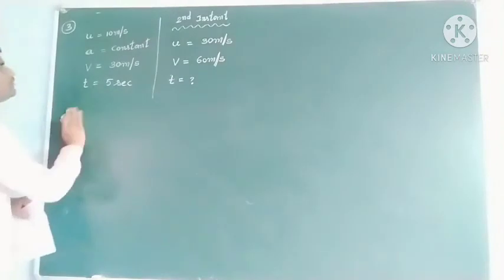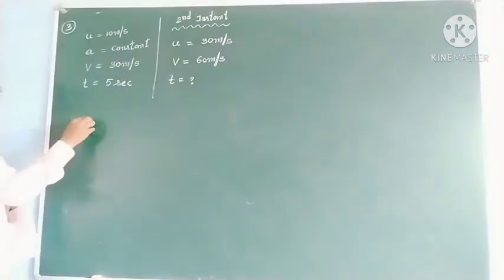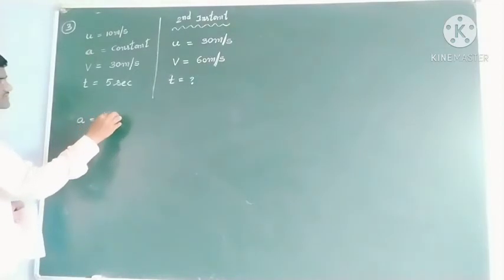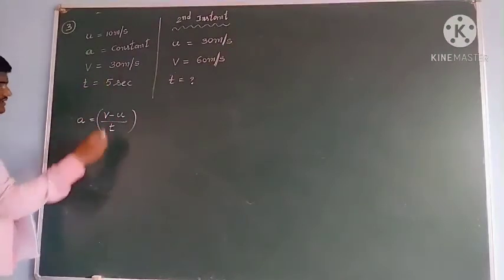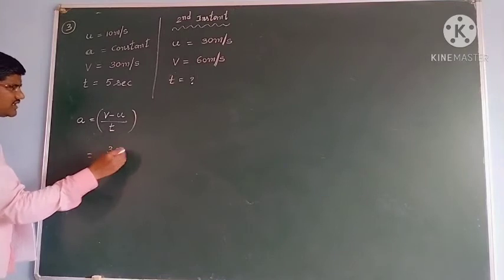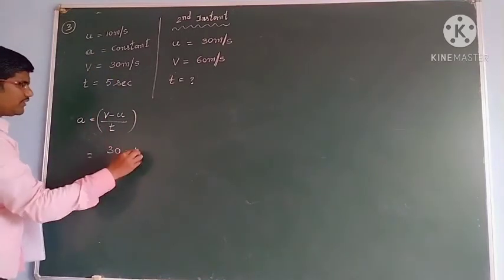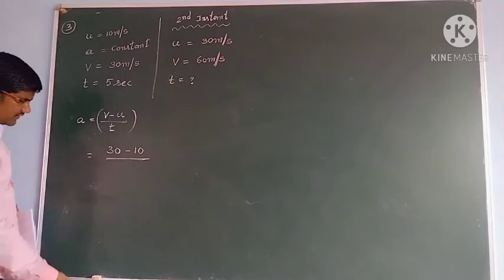So now what I will do, you see students, a is equal to v minus u by t. Then v value is 30 meters per second, u value is 10 meters per second, and the time value is 5 seconds.